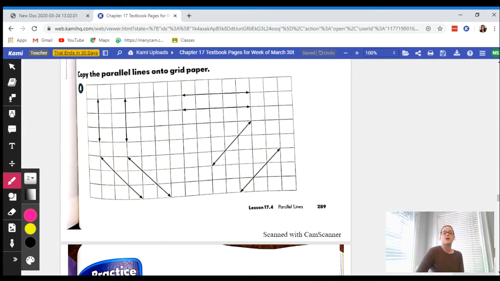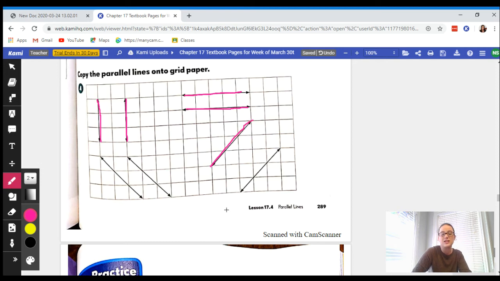Number 4, it says copy the parallel lines onto grid paper. Well, you probably don't have grid paper at home, and we know that. You can copy it on notebook paper, or you can just watch me trace it here. So if you have time, pause the video and copy it on notebook paper. If not, just watch me trace it here. These are parallel. You'll notice they are vertically parallel, and they're 2 square units apart. These lines are only 1 square unit apart, and they are horizontally parallel.